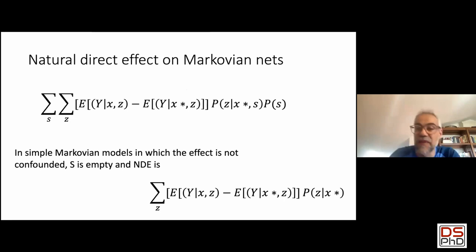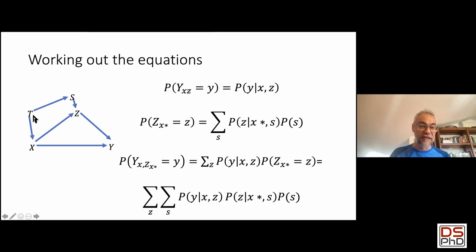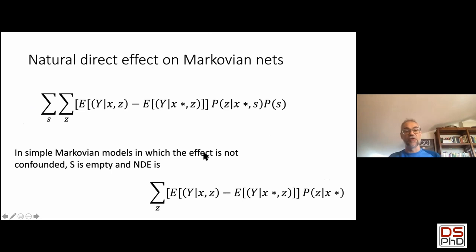And we worked out this formula in the case of a confounded variable. So if we look, there is a confounder here that is T, and there is a backdoor path that goes from X to Z. So we had a complication. If we do not have this complication, so in simple Markovian models in which the effect is not confounded, such as the simple example that we did before on gender, hiring, and education, the set S is empty.